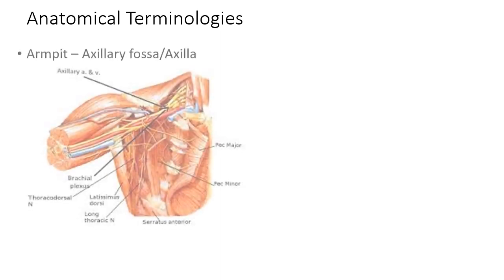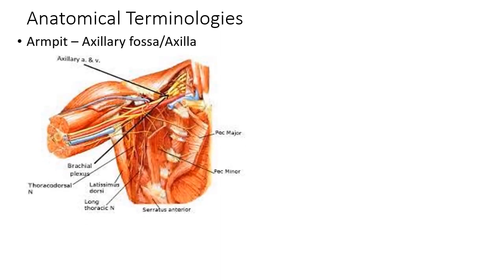For example, when you look at the armpit, that is a colloquial term, or a layman's language. But in medical language, you actually call it the axillary fossa or the axilla. A fossa is simply a shallow depression. So that is why we refer to this region, the armpit, as the axillary fossa.